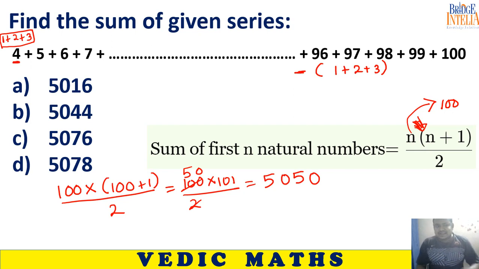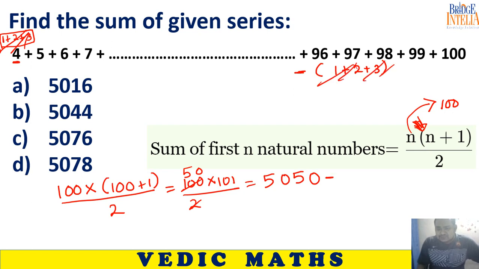Why is this not the correct answer? Because 1 plus 2 plus 3 was not given. You have added it forcefully so that you can use this formula. So this is not the correct answer. You will get the correct answer only when you subtract 1 plus 2 plus 3, so that this and this cancel each other out.